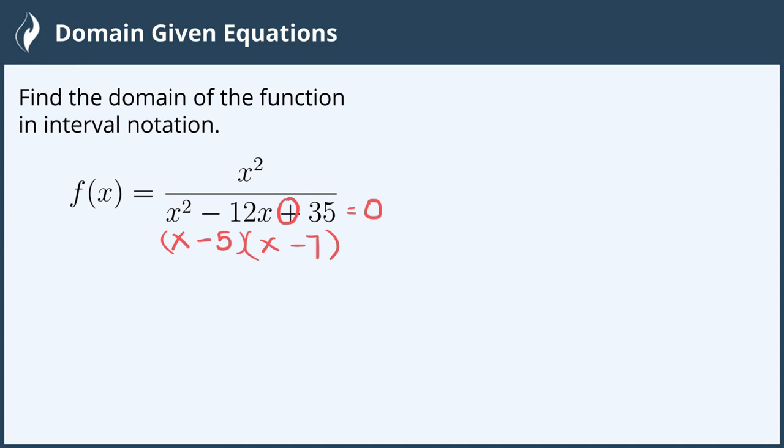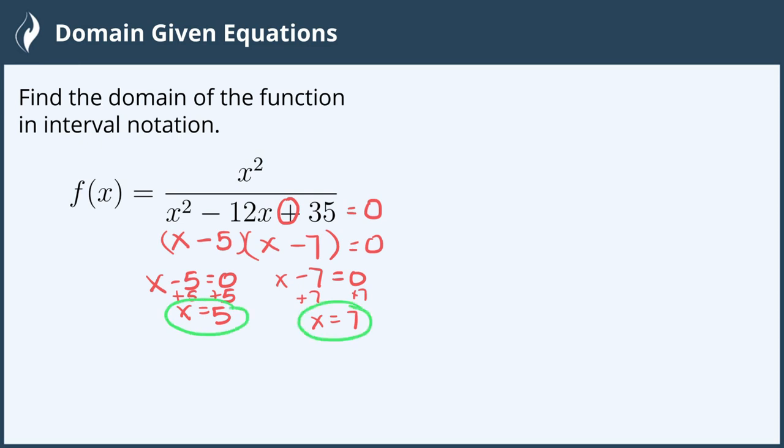So now that it's factored, let's go ahead and set each of those equal to 0 using the zero product property. X minus 5 equals 0. X minus 7 equals 0, and we get x equals, we'll add 5 to both sides, x equals 5, add 7 to both sides, and we get x equals positive 7. So these are the two times in which the denominator will equal 0, and we don't want it to equal 0. So those are the restrictions. X cannot equal 5, and x cannot equal 7.